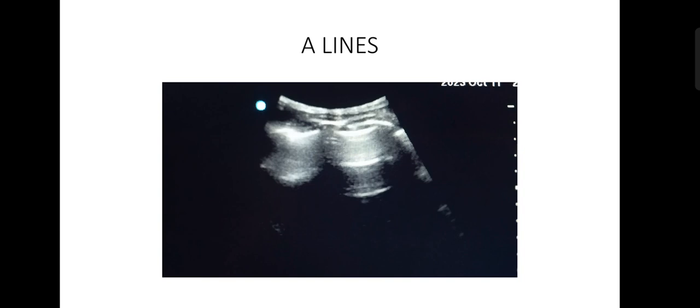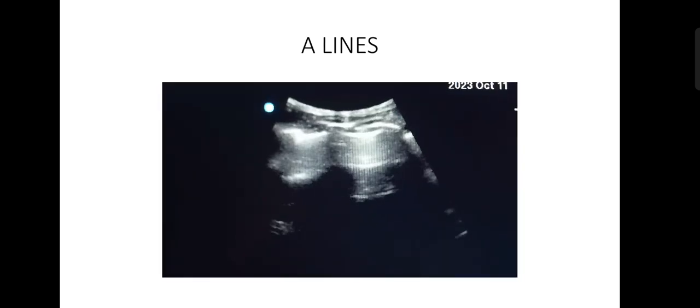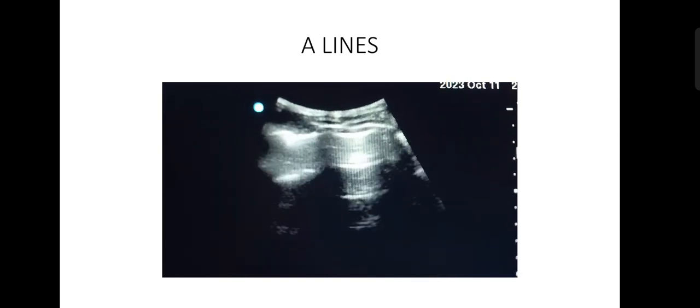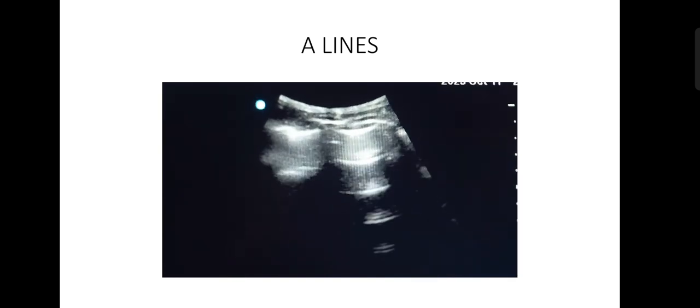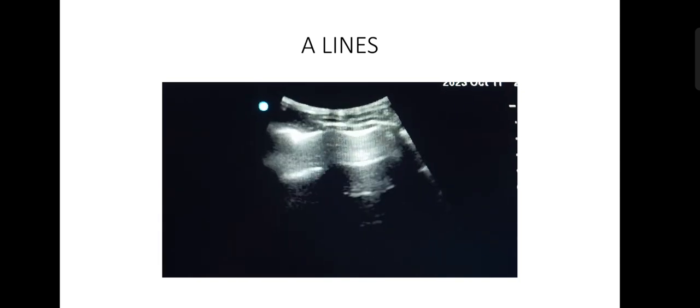Now what about these A lines? These are reverberation artifacts of the pleura. So pleura is a shiny, shimmery structure, and if you see here, as I play the video, you can see a lot of shiny, equally spaced lines emanating from the pleura. These are called A lines, and these are seen in normal lung, and these are also seen in pneumothorax. So the presence of A lines means there is air beyond the pleura, normal or abnormal.